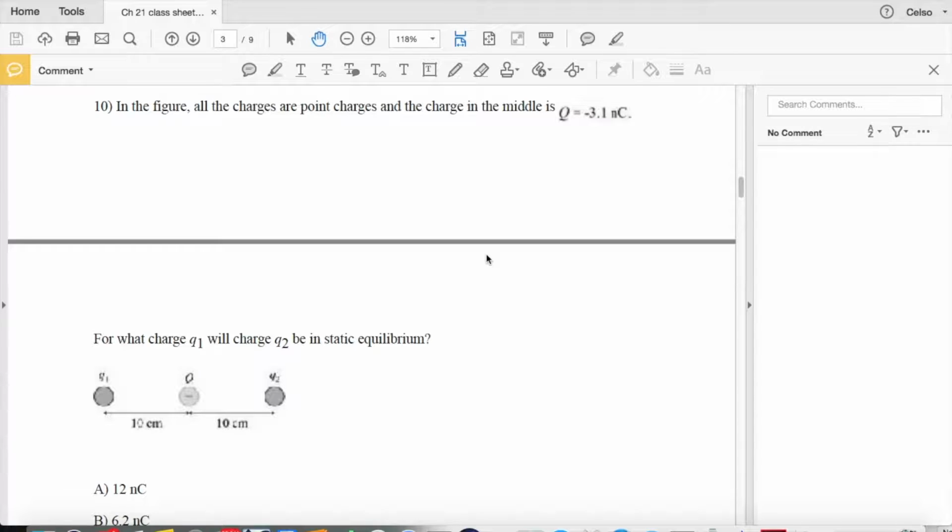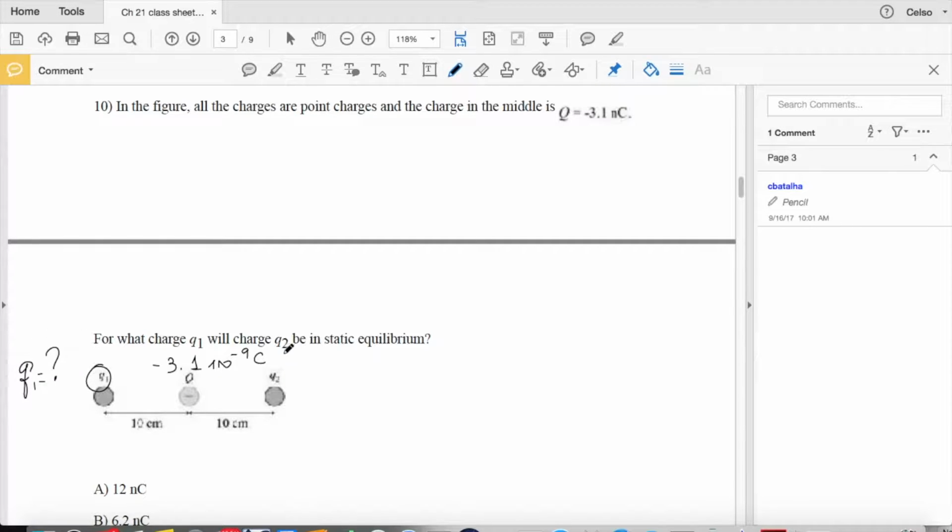In the figure, all the charges are point charges, and the charge in the middle is Q. It's a negative charge. For what charge Q1 will Q2 be in static equilibrium? Q1 is our unknown, so we want to solve for Q1. Static equilibrium means whatever forces are acting on Q2 must balance out.